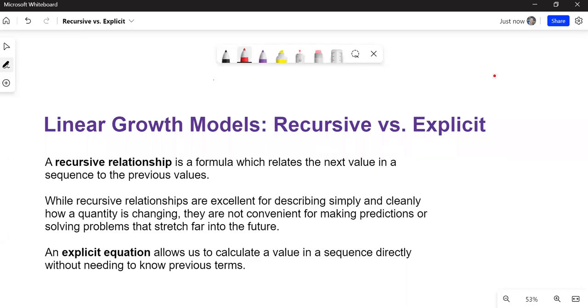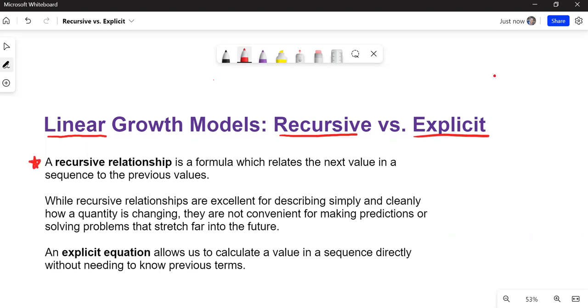In this video, we will begin looking at growth models, in particular linear growth models. Those are growth models that are in the shape of a line. And we're going to look at two different types of formats for our equations, both recursive and explicit. So let's talk about what those are.